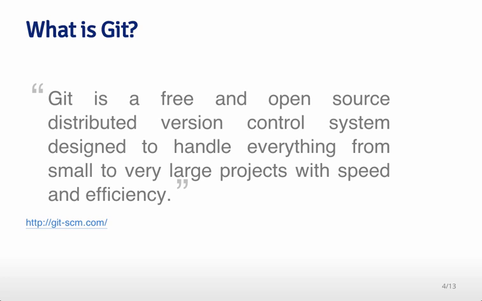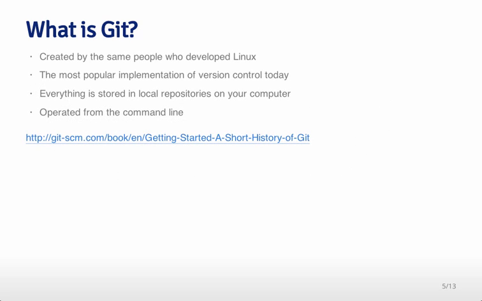So Git is a free and open source version control system. It's distributed, so it can handle everything from small to very large projects with speed and efficiency. It's one of the most commonly used version control systems right now. It was created by the same people who developed Linux. It's definitely the most popular version control system today compared to all the other systems like SVN. Everything is stored in local repositories on your computer. They're called repos. And then you do most of the operations from the command line.